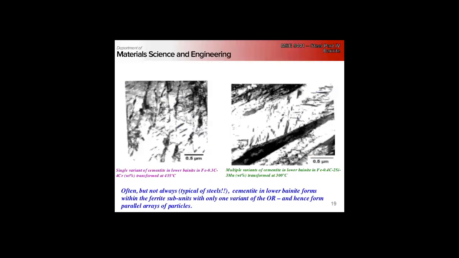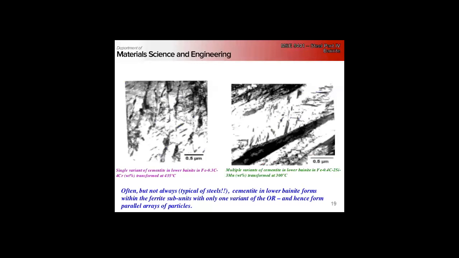But occasionally, depending on exactly the conditions, when we only have one, we have these nice parallel plates of cementite within the sublath. But we can nucleate multiple variants, and then we get carbide plates that exist at multiple angles, right? So you can imagine, if I have a different crystallographic orientation and I need to maintain the same interface relationship, that particle is going to appear at a different physical angle with respect to our cross section, right?